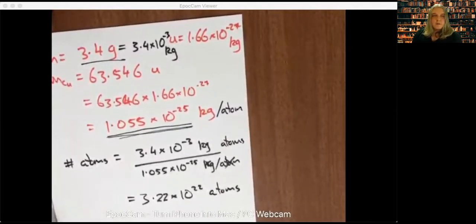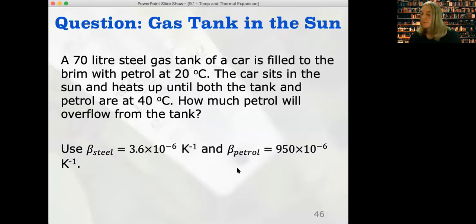Next question. We're now moving on to some expansion, thermal expansion. This one is volumetric expansion. We're talking about a steel gas tank of a car. It's 70 litres capacity, so it's quite a big gas tank, and it is filled to the brim with petrol.